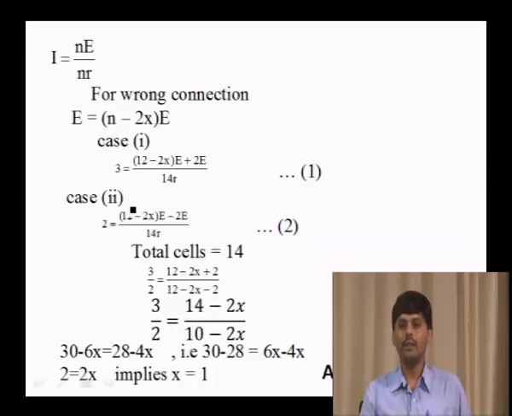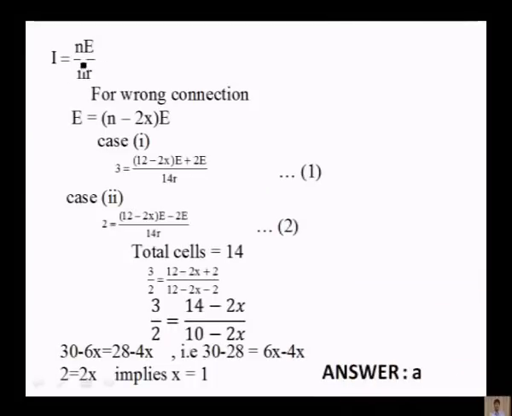See, this is the expression I is equal to nE divided by nr. When there is no external resistance, it is short circuited, and we have I is equal to nE divided by nr. For wrong connection, how are you going to calculate the total EMF? That is E is equal to (n minus 2x) into E. Here n is the number of cells and x is the number of wrongly connected cells. E is the EMF of each cell.